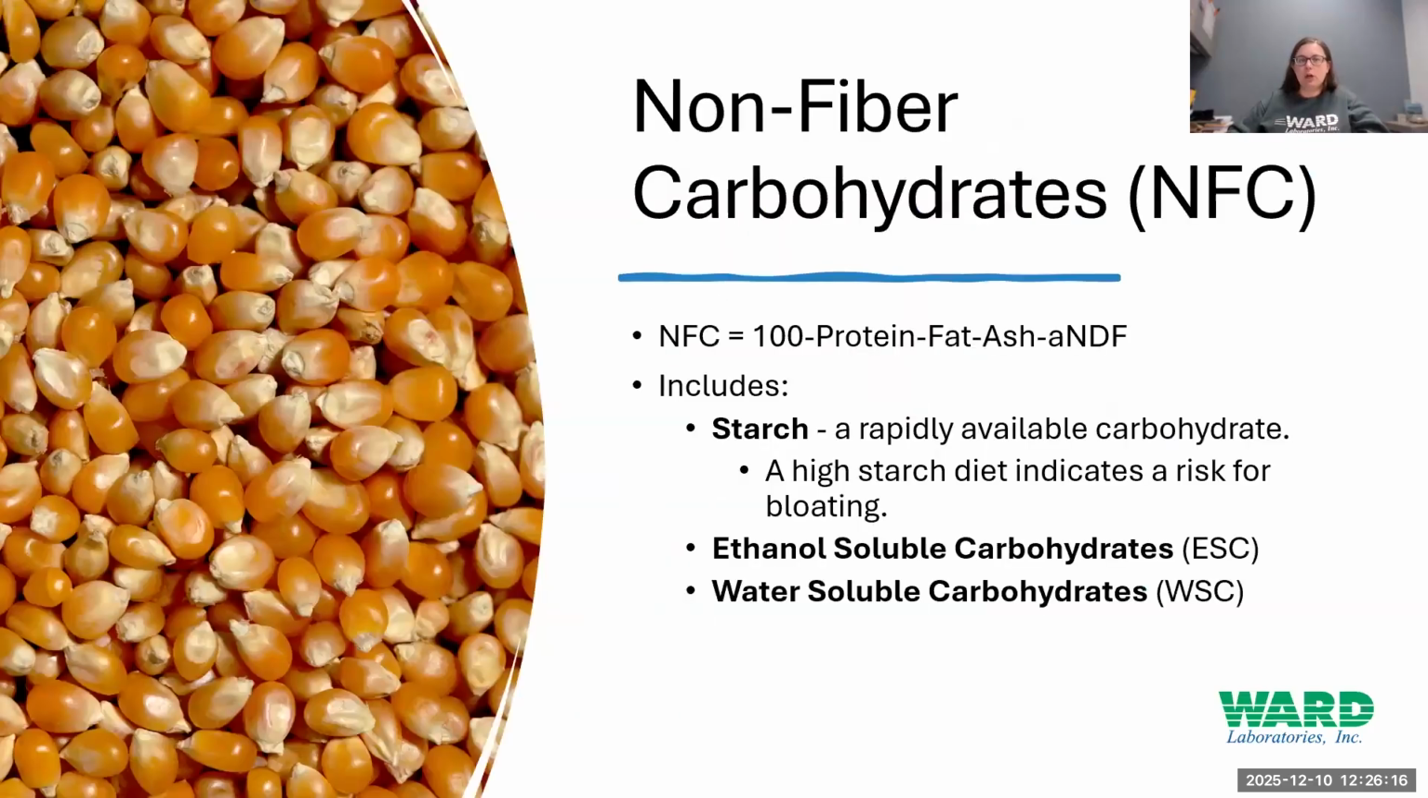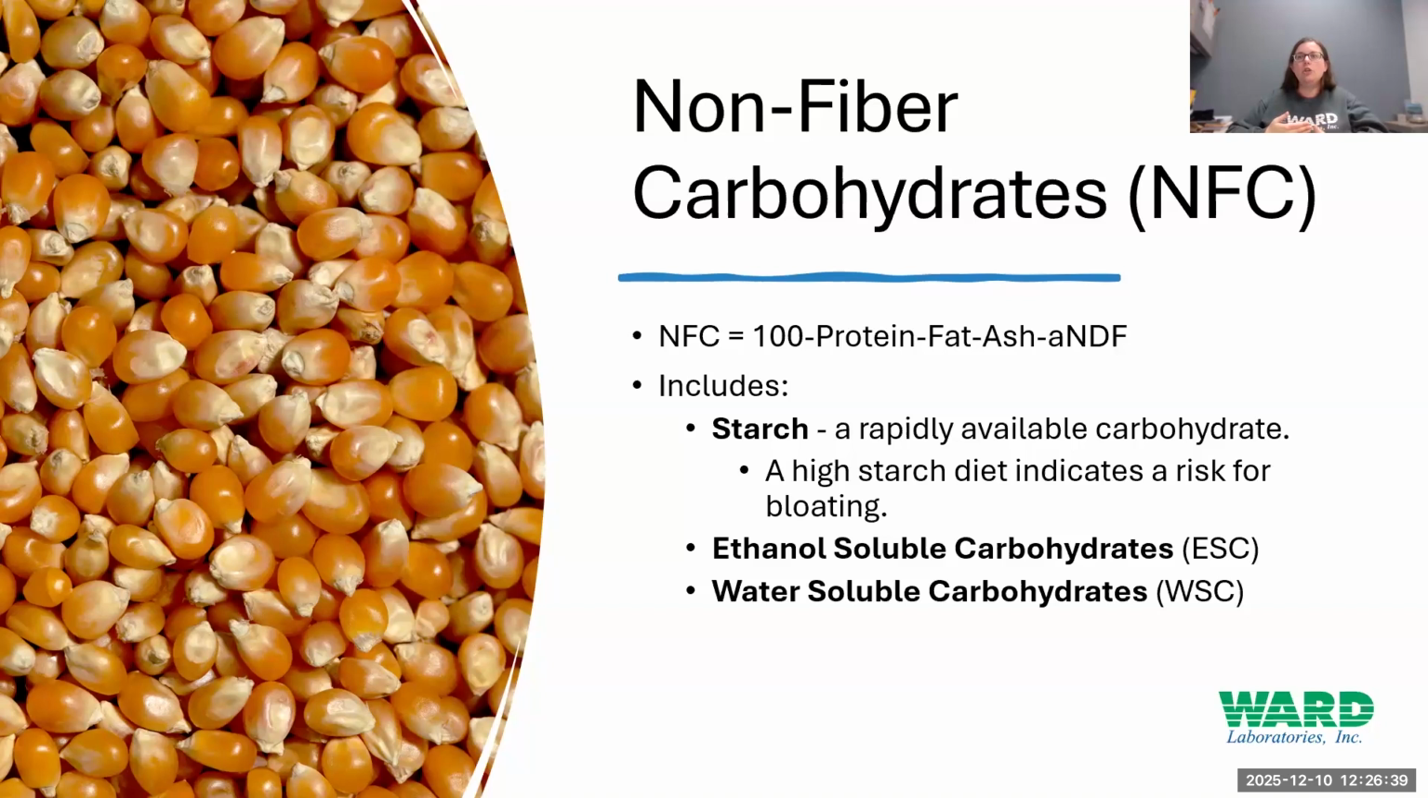Okay, so non-fiber carbohydrates. If you see this as a calculated value on your report, it's just 100 minus protein, fat, ash, and neutral detergent fiber. And it includes the starch portion of your forages, as well as the ethanol soluble carbs and water soluble carbs. And of course, there's some overlap with ethanol soluble carbs and water soluble carbs.